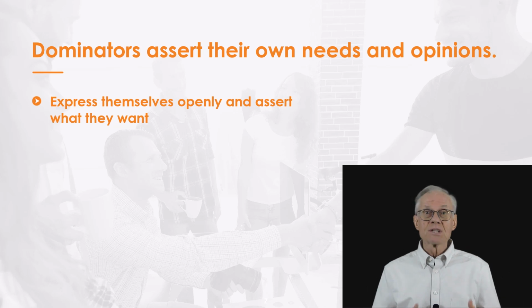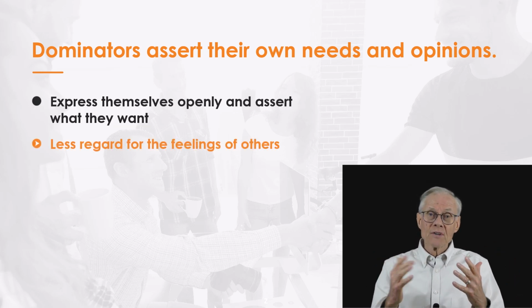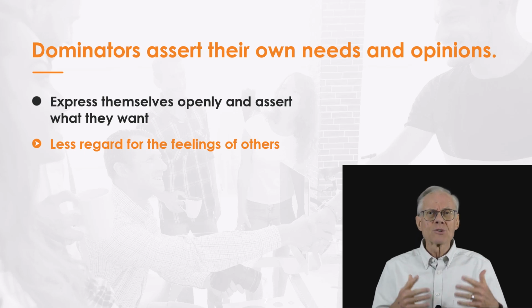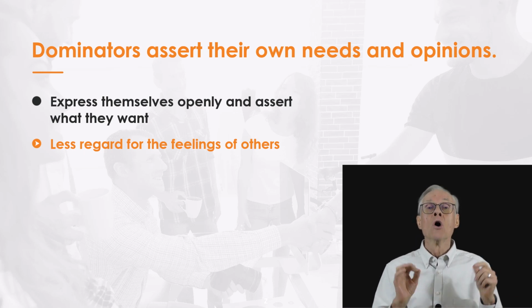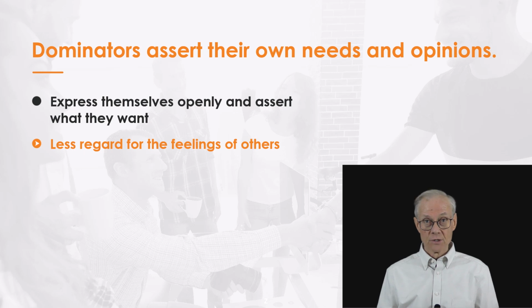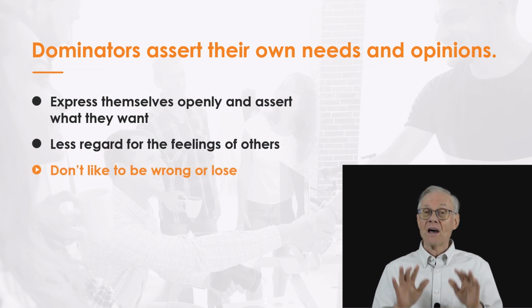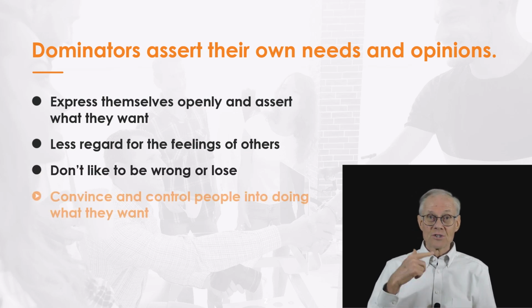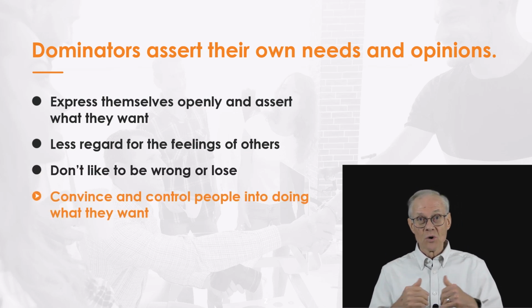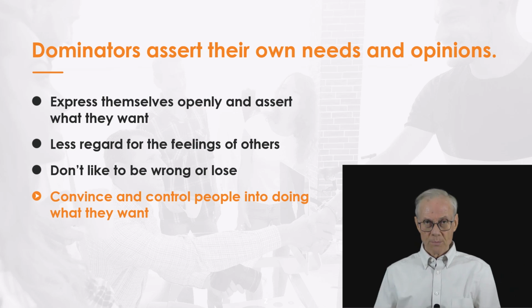Let's start with dominators. Dominators assert their own needs and opinions. They express themselves openly and seek what they want. Since they're high on assertiveness and low on empathy, they have less regard for how their opinions or needs might impact others. Dominators generally don't like to be wrong, and they don't like to lose. Their strategy is to convince, control, or even coerce other people into thinking, doing, or believing what they want.